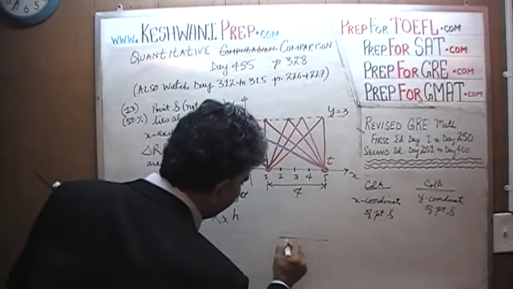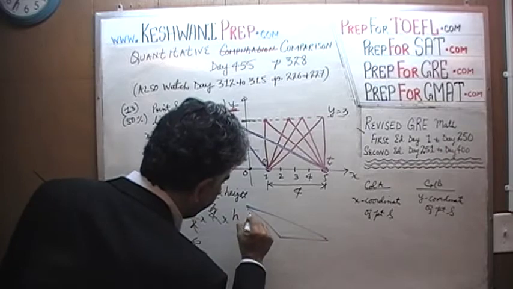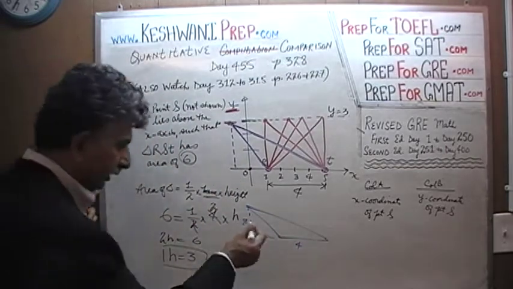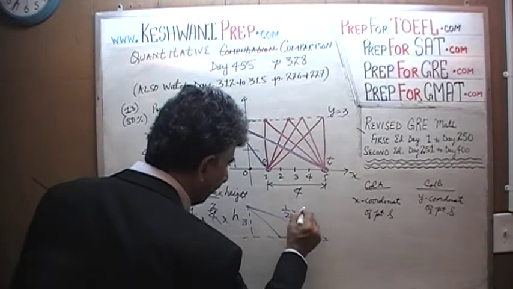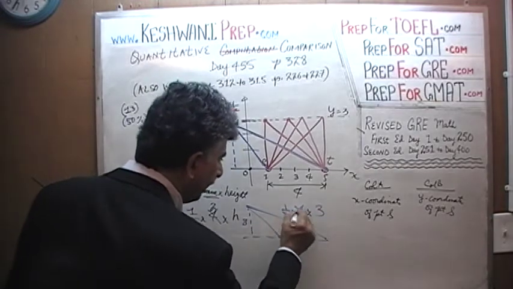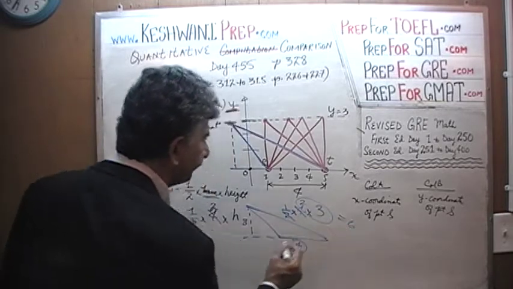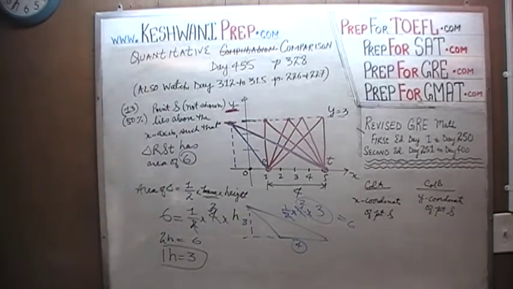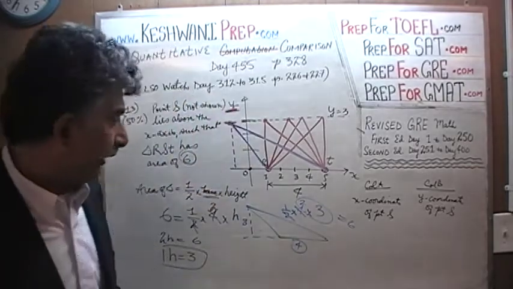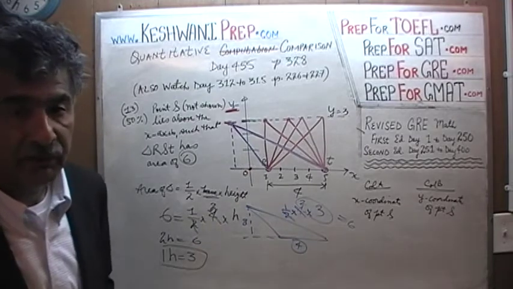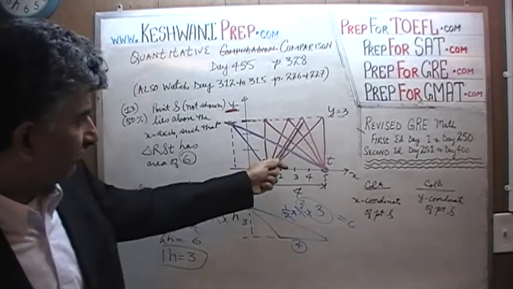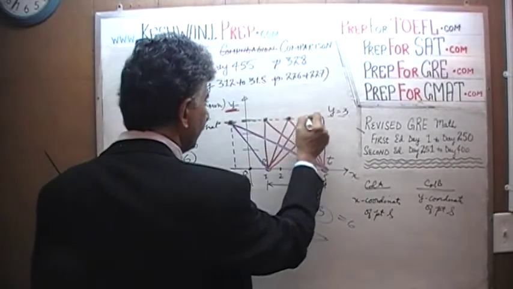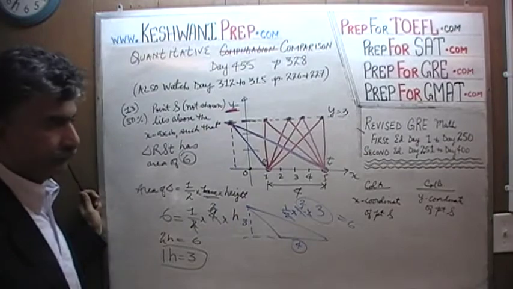This triangle has a height of 3. The triangle looks like this. It has a height of 3 and a base of 4. And therefore, this will have the area of 1/2 base times height, and it will have an area of 6. As you can tell, there are infinite different possibilities for point S. All of these points that we see here, this is point S, this is point S, this is point S, this is this, depending on how it's sitting.